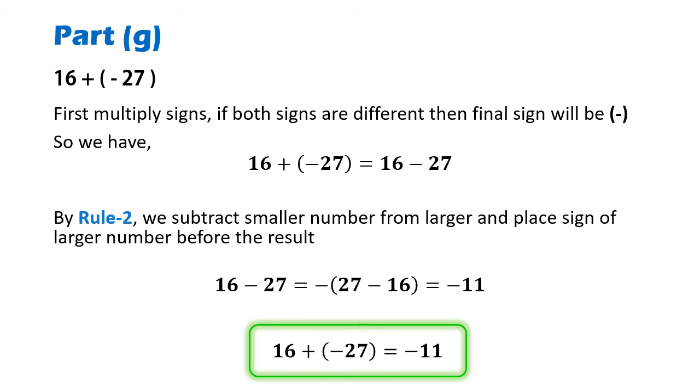Part G. 16 plus minus 27. First multiply signs. If both signs are different, then final sign will be minus. So we have 16 plus minus 27 equals 16 minus 27. By rule 2, we subtract smaller number from larger and place sign of larger number before the result. So, 16 minus 27 equals minus 11. Therefore, 16 plus minus 27 equals minus 11.